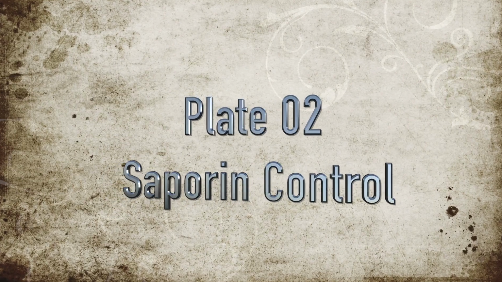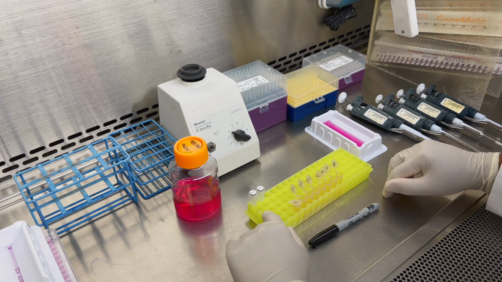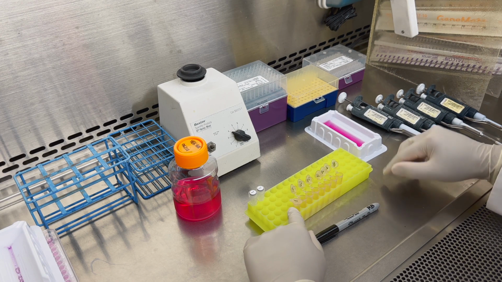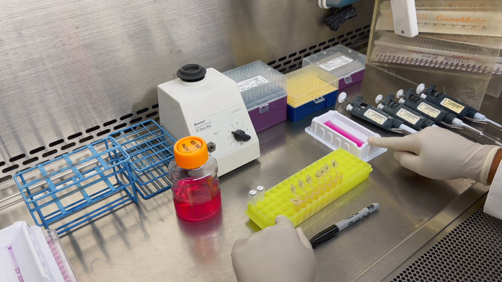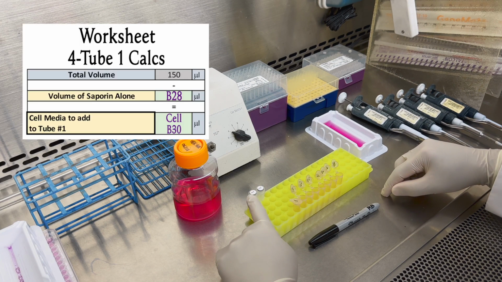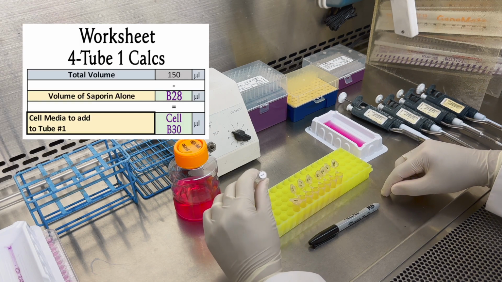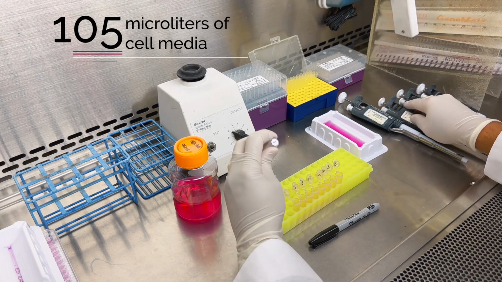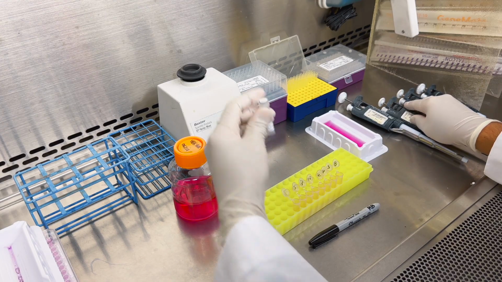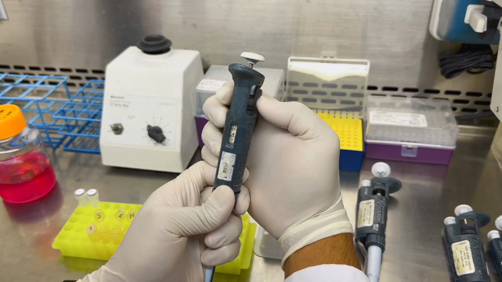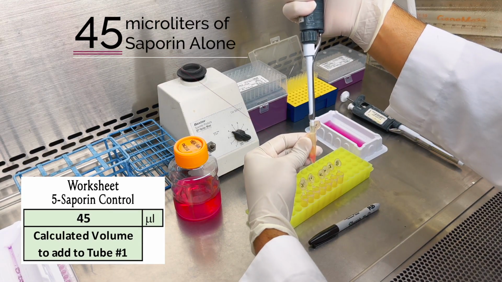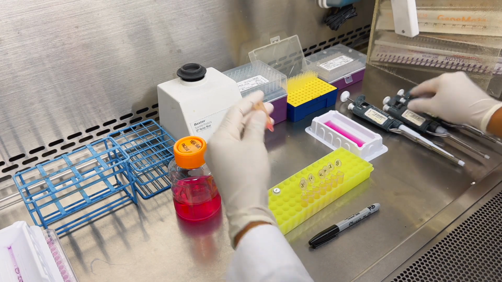Now we will prepare the saporin control plate using the calculations from the Excel workbook. Into tube number 1, we will transfer 105 microliters of fresh cell media. Then we will transfer 45 microliters of the saporin negative control. Vortex the saporin control tube, then take out 45 microliters and vortex briefly. Pipette up and down a few times. Vortex briefly again.